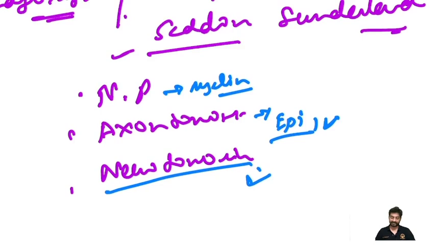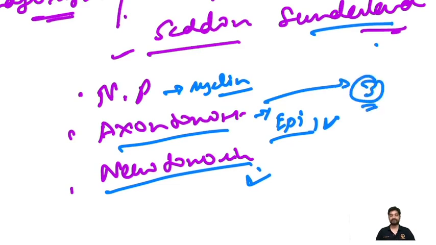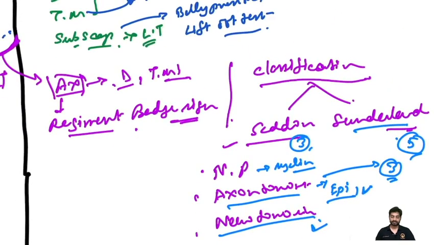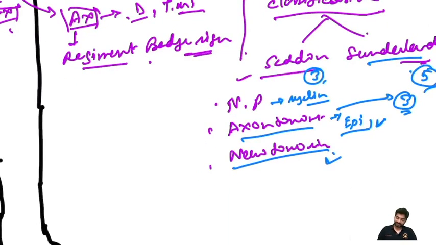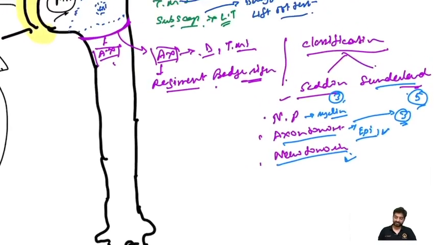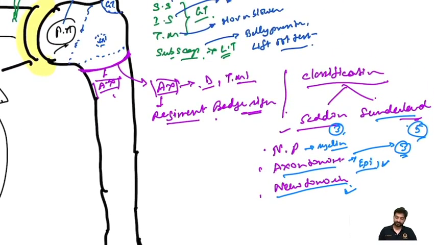And in the Sunderland classification, he divided the axonotmesis into further three parts. So this is the Sunderland classification. He classified it as 5 types. In Seddon, there are 3 types. Okay, so this is the classification, and to do the investigation to check this nerve injury, what we'll do, we'll do your NCV test, nerve conduction velocity test.